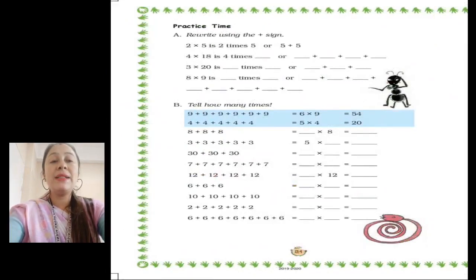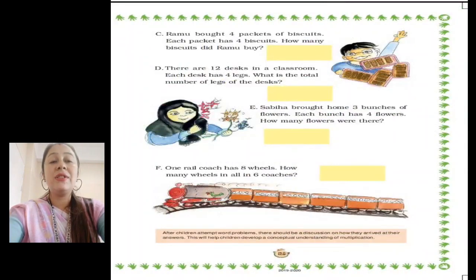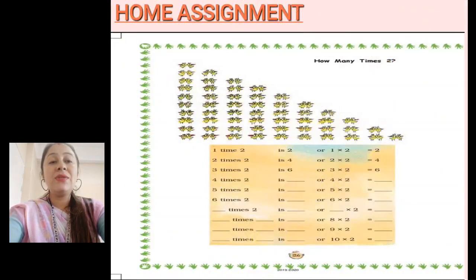Here it's a practice time. You will learn to multiply and add the numbers. And here it's a word problem we will do today in today's class. And this will be the home assignment. How many times 2? You have to see the picture and you have to write how many times 2. That means 1 times 2 is 2. 2 times 2 is 4. In this way you will do. So let us proceed to our class everyone. Get ready with your pencil, eraser and everything.